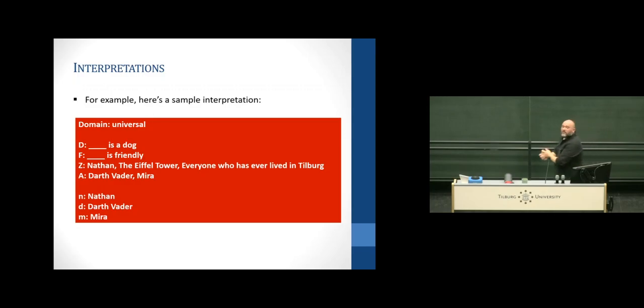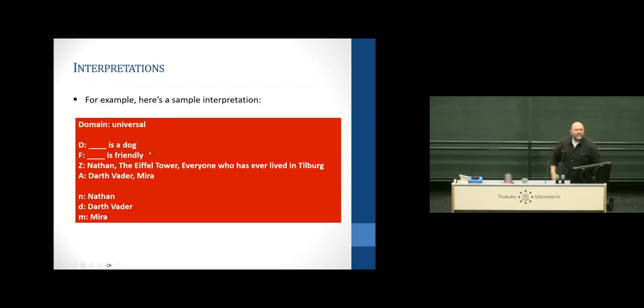So here's a simple interpretation, right? We've got universal domain. We have some predicates. So I've assigned two predicates. I've ascribed the extensions indirectly. I've just taken predicate D. I'm going to indirectly ascribe its extension by saying, cool, just go find the things in the domain that are dogs.